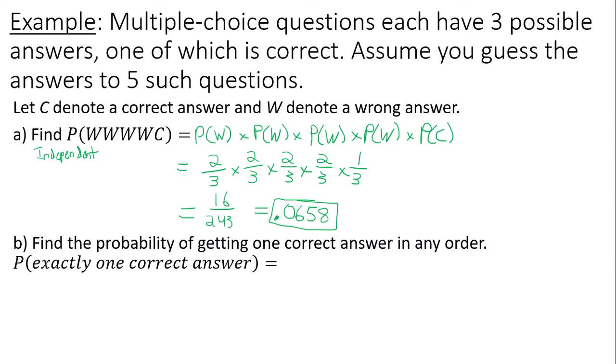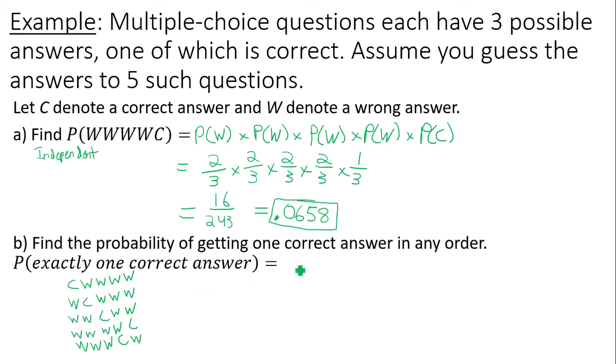Now, find the probability of getting one correct answer in any order. So there are many ways for this to happen. The correct answer could be the first question. The correct answer could happen on the second question. The correct answer could happen on the third question, could happen on the fifth question, or it could even happen on the fourth question. Regardless, there's five different ways that you could get exactly one correct answer.